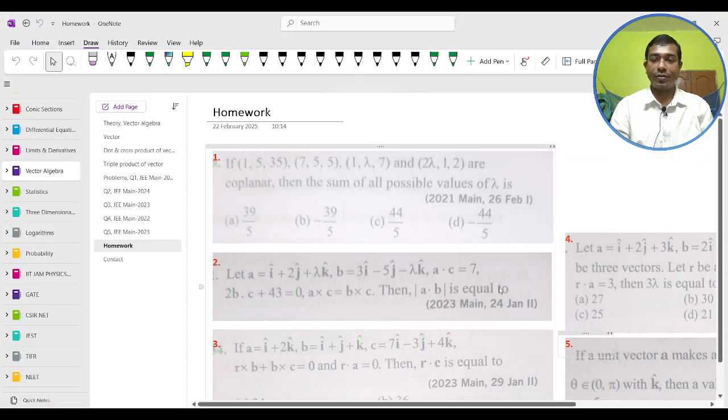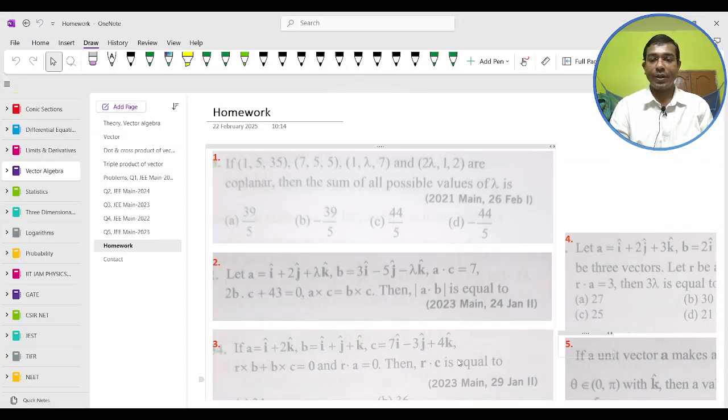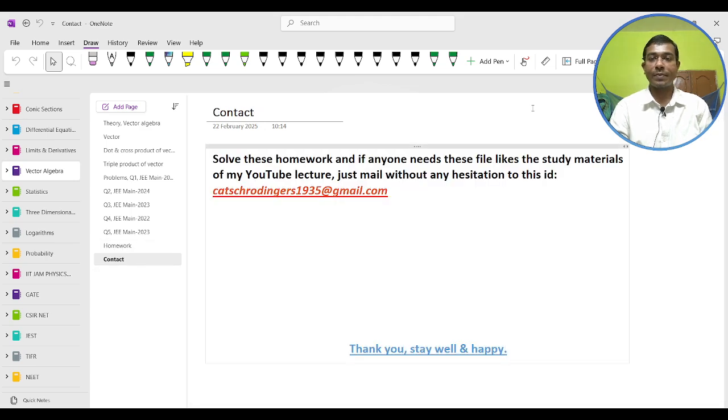So I think you should just take a screenshot of my 5 important problems. After solving these 10 important questions coming from the chapter Vector Algebra, I think you will be able to solve any other questions from this topic.